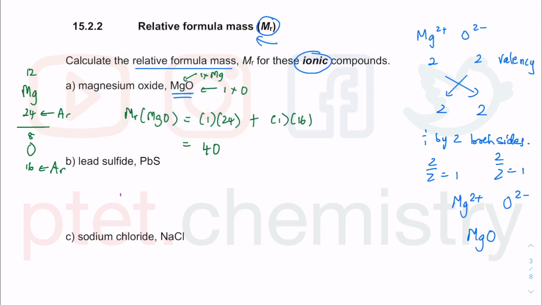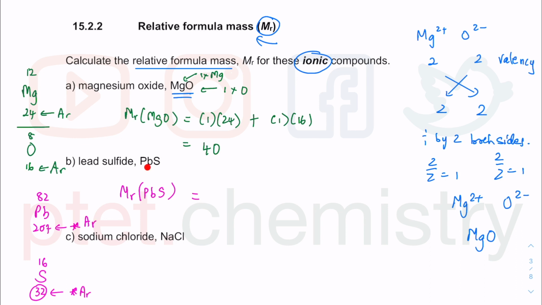Moving on to the next bit, so I have PbS. So if you look for lead, it is in group 4. So you should know your periodic table. There is 82 and 207. So we are looking at this 207. Sulfur is in group 6. So there's 16 and 32. We are looking at that AR. And we're looking at that AR.